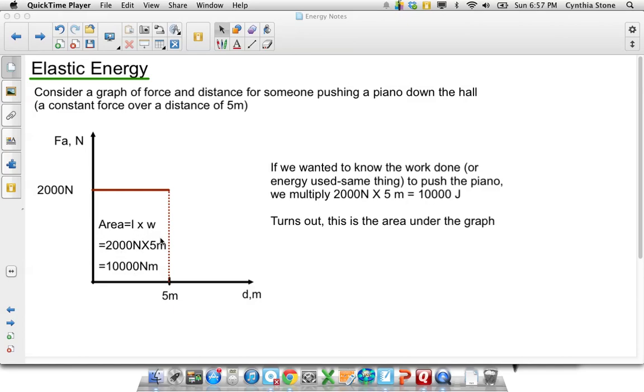Anyway, in this case the point is that the area under this is 1,000 newton meters, which is 1,000 joules, which is the work, right? It's all the same thing. Work and energy are sort of synonymous.